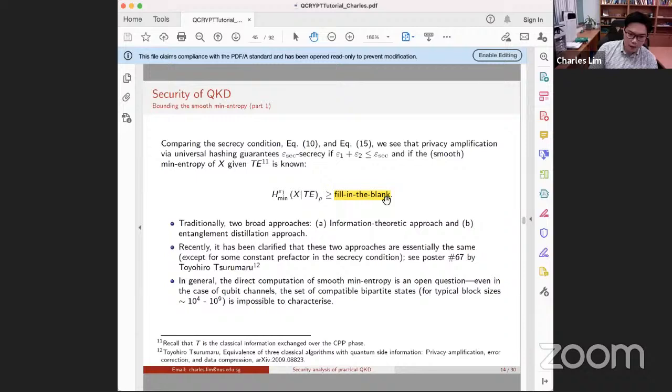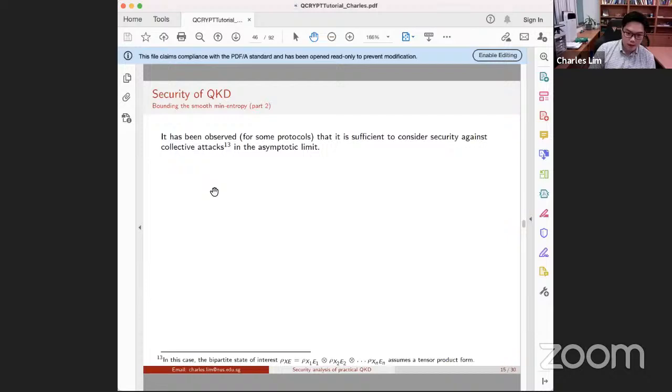Right. So then it becomes a question, how do you compute this term, right? A lower bound on the smooth min entropy of the classical quantum state of interest here. And you might say, let's compute it directly based on the definition of smooth min entropy. Let's just try to characterize the entire family of bipartite states that are compatible with your measurement statistics. But it turns out, if you were to do that kind of characterization, it's just not feasible in practice, right? But what is nice is that it's been observed in the field that it's sufficient to consider security against collective attacks, right? In the asymptotic limit.